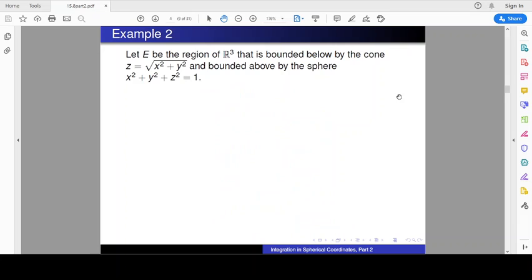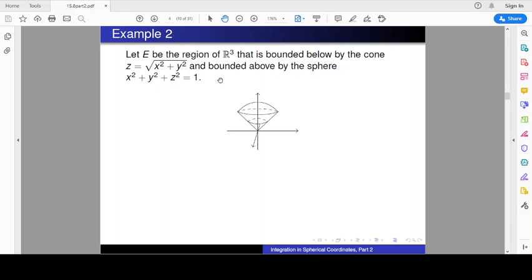Let's do more. So now let's let E be the region of space that is bounded below by the cone z equals the square root of x squared plus y squared, and bounded above by the sphere of radius 1 centered at the origin. So we know some nice equations now in spherical coordinates for both of these. In fact, they're both given by one variable equal to a constant, right? So let's look at this shape first.